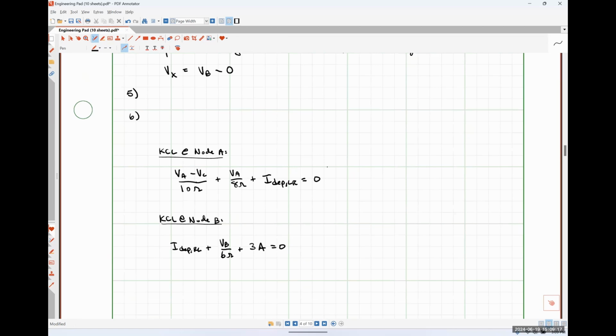So if I were to add these KCL equations together, I would have VA minus VC over 10 ohms plus VA over 8 ohms plus VB over 6 ohms plus 3 amps is equal to 0, where this current right here exactly cancels out this current right here because they represent the exact same currents just flowing in opposite directions. Okay. So this eliminates that variable that we've introduced that we literally have no way to express in terms of our nodal voltages at this point.